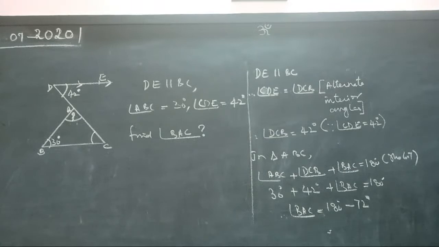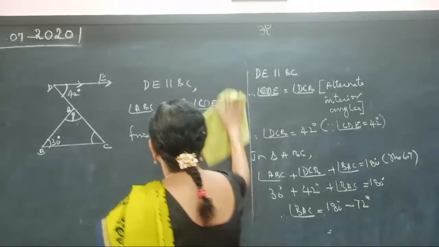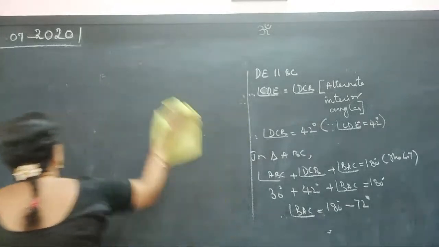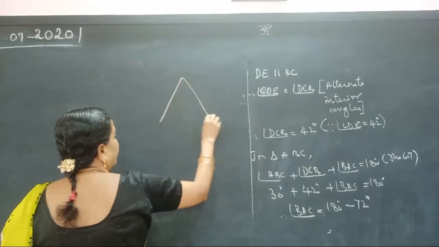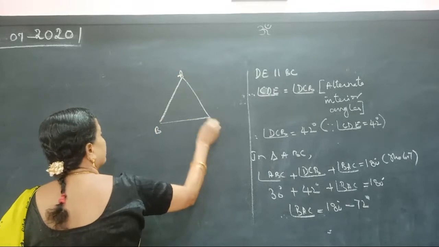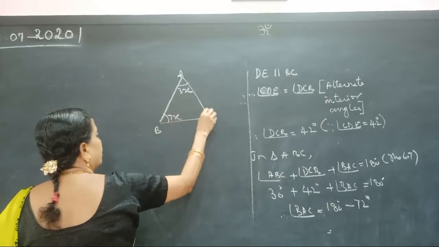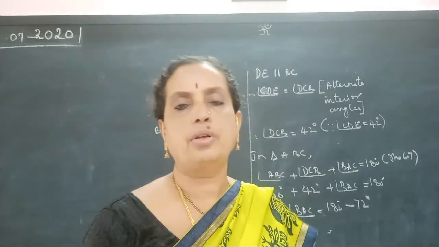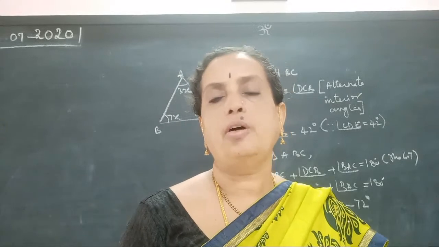The angles of a triangle are in the ratio 3:7:8. Next question. The angles of a triangle are in the ratio 3:7:8. So I will take 3x, 7x, 8x. The ratio is given as 3:7:8. Find each angle of the triangle.